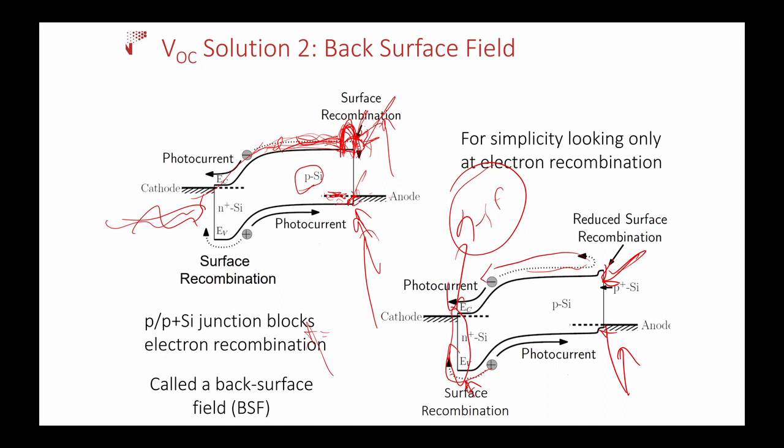People understood that there is a reverse current flowing because of the surface recombination. The current should flow in this direction, and electrons should flow in this direction. But because of the surface recombination, current is flowing in this direction and electrons are flowing in this direction, which is reducing the efficiency. Just appreciate how much effort people have put into understanding these things.